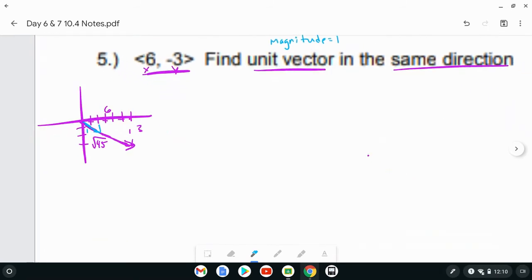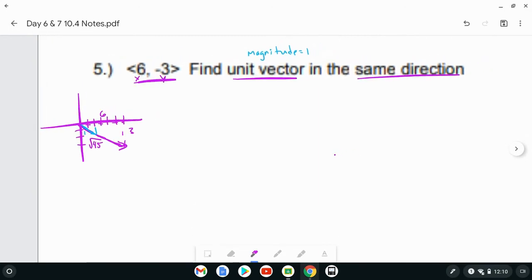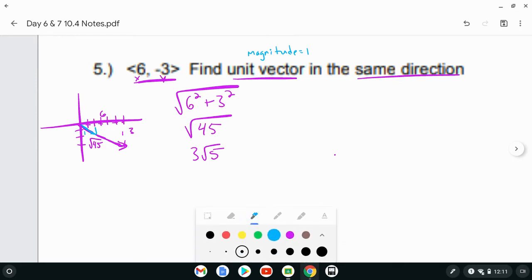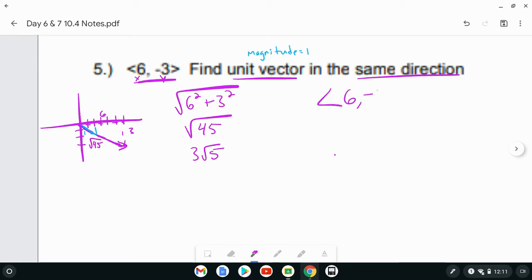So let's go ahead and talk about this. I already found it actually, but let's find the magnitude of the vector that we're actually looking at. So I just said square root of 45. This is going to be 3 root 5. In order to find the unit vector in this direction, what we want to do is multiply our initial vector by the reciprocal. So we're going to multiply this, or you can divide it by the actual magnitude, but we're going to scale, like we said, we're scaling this vector down so that it has a magnitude of 1.